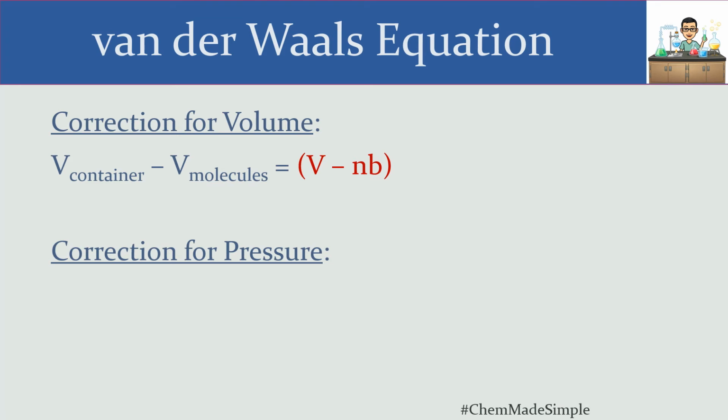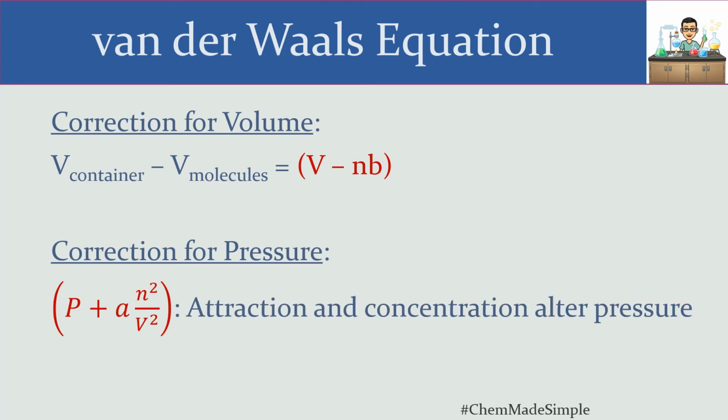And if we take a look at the correction term for pressure, it seems a bit complicated at first glance, but it's exactly what we talked about. The A term here is how attracted the molecules are to each other. And then we also spoke about N over V, right, and traffic congestion. That term is going to be squared because how congested the molecules are is actually quite important in how much of an impact that congestion has on pressure.